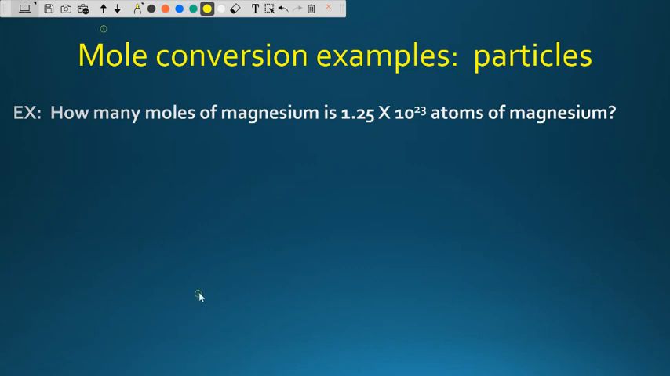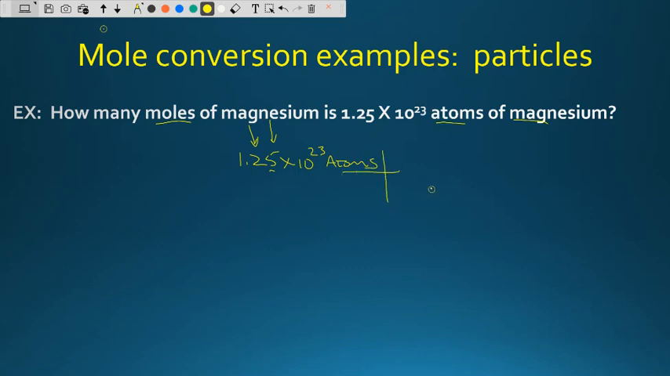I want to know how many moles of magnesium are in 1.25 times 10 to the 23rd atoms of magnesium. So notice I have an element in here, and so we can go directly from atoms into the mole because it's a single element. So I start with the number that's being provided. Now remember from the first video, this is the measured number and this is my estimated number. And so times 10 to the 23rd atoms.